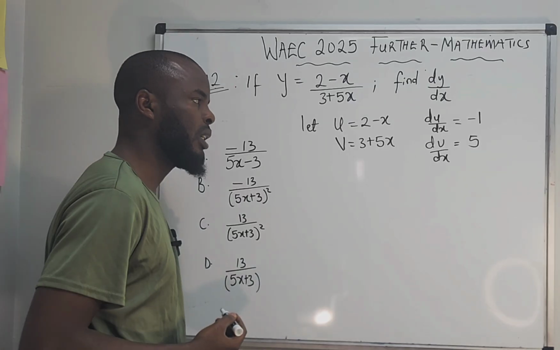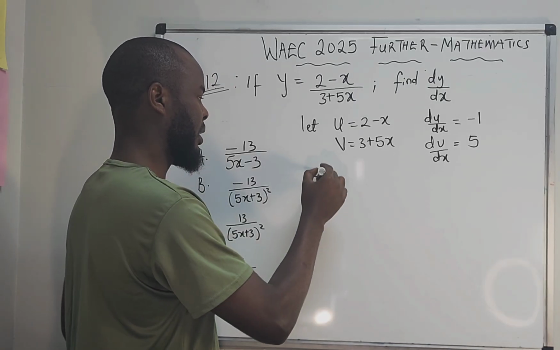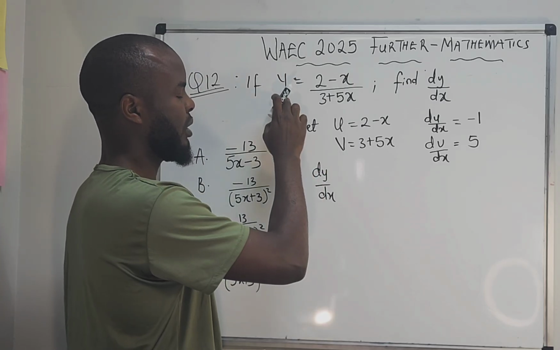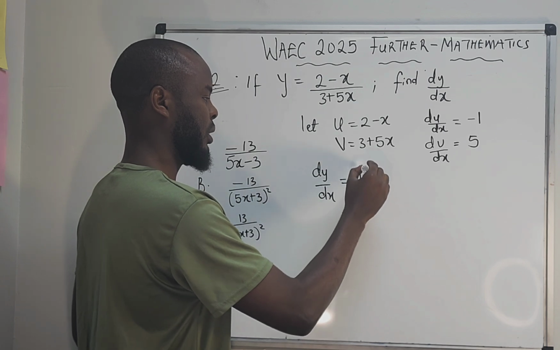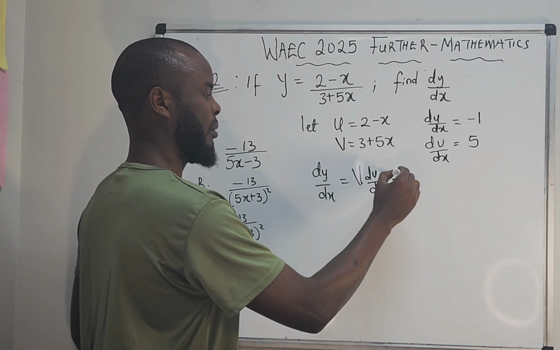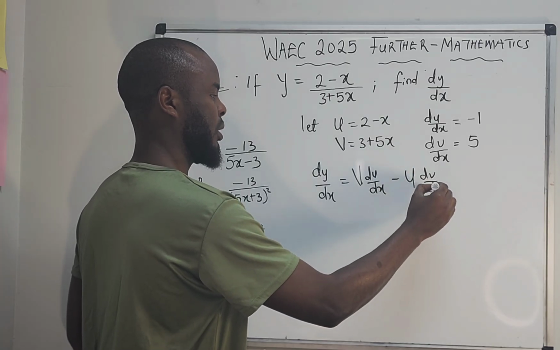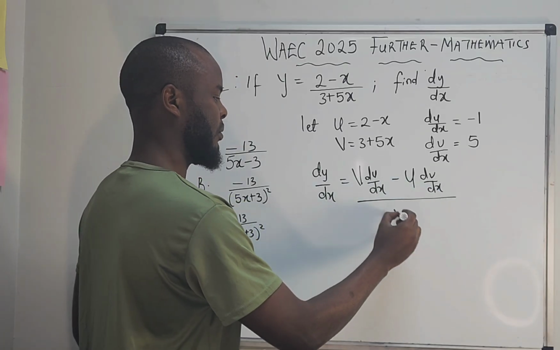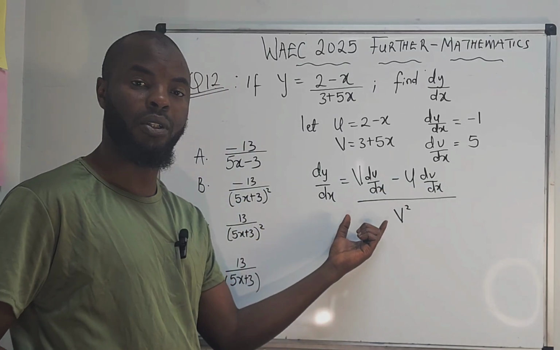Now, what is the formula for the quotient rule? Okay. Now, the derivative, dy/dx. If you want to differentiate this function with respect to x, you're going to use v du/dx minus u dv/dx all over v squared. So this is the formula for the quotient rule.